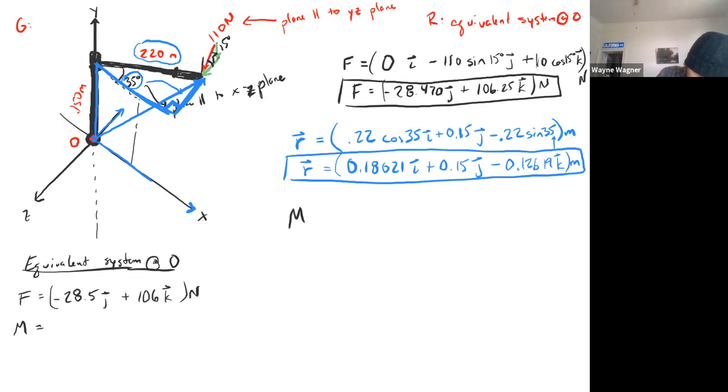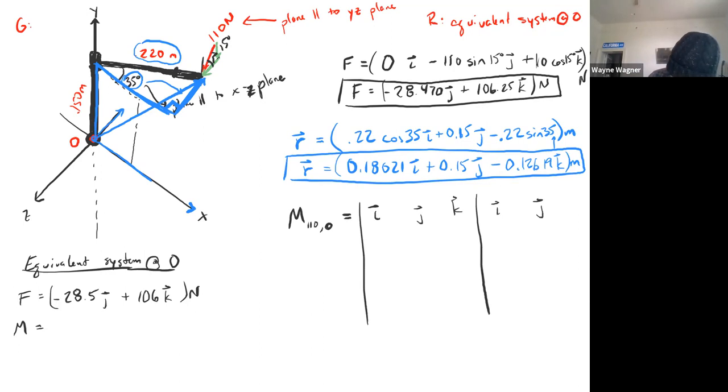So if I want the moment from this force at O, the nice thing about this is it's going to take care of all the signs and all the directions. So we'll do I, J, K, I, J. Like I said, I like to do it this way. You can use Cramer's rule if you want, but that's entirely up to you. Okay, so here we go.